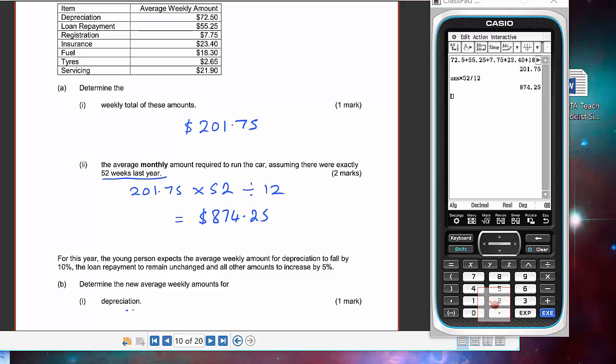So depreciation is 72.50. That's going to fall by 10%, which means it retains 90% of its value. Now you could work out 10% and then take it away, that's not a problem. So that's going to be 72.50 multiplied by 0.9, and that gives us 65.25.